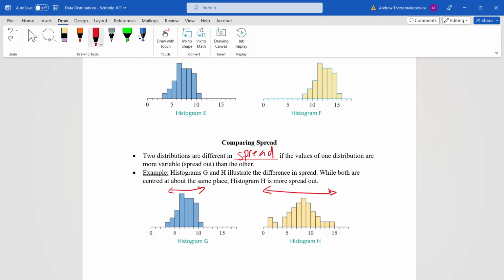Alright, so how do we formally talk about this? Histograms G and H illustrate the difference in spread. While both are centered about the same place, histogram H is more spread out. Okay, it's more variable.